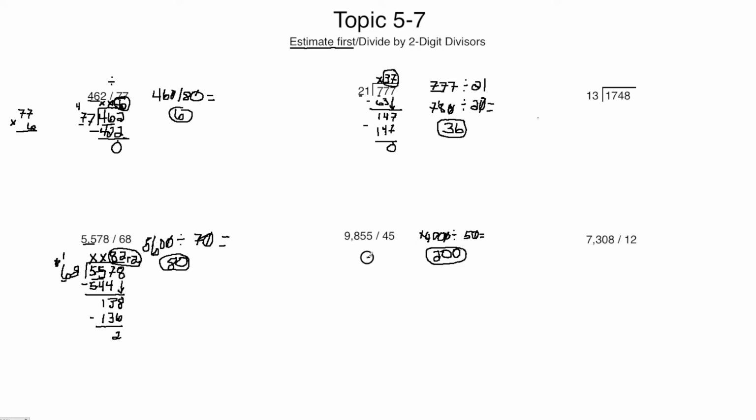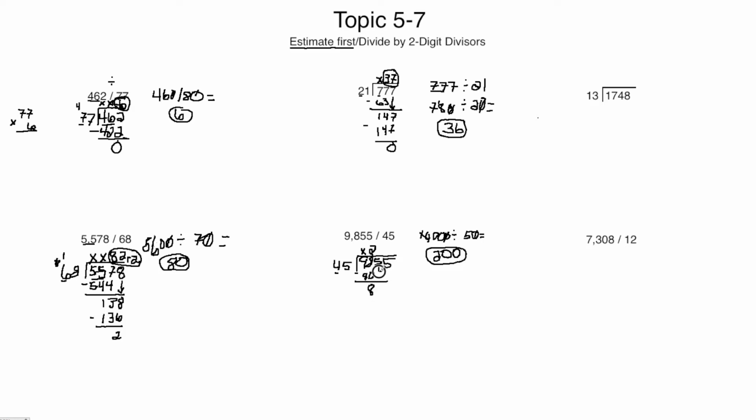All right. So let's rewrite this to 9,855. I apologize for my numbers. It's very hard to write on a mouse. And then we get 45. So obviously my first digit's going to be in the hundreds place, but can 45 go into 9? No. How many times can 4 go into 9? That would be twice. 2 times 45 is 90. Subtract.